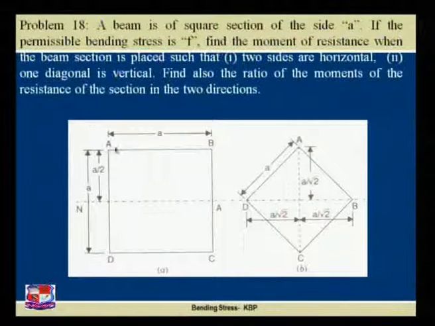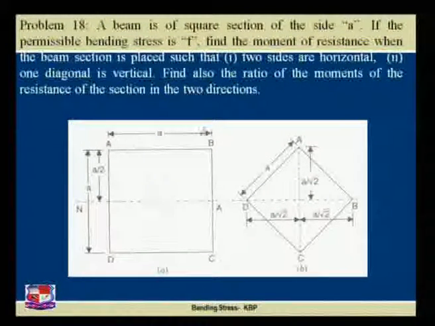Section. It has been stated the side is A from both sides. If the permissible bending stress is F, find the moment of resistance when the beam section is placed such that, first, two sides are horizontal, that is case A. Second, one diagonal is vertical, and also find the ratio of the moments of resistance of the section in the two directions.